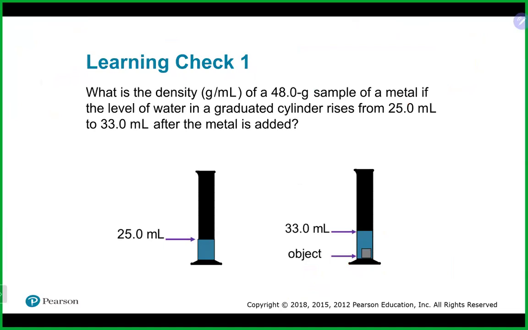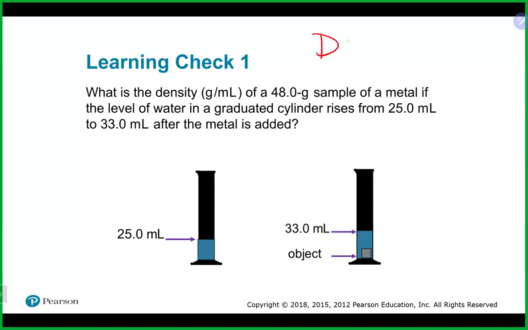All right, so what is the density here of a 48 gram sample that started with 25 milliliters of water and then went to 33 afterwards? So why don't you calculate it up? Got little pictures there to look at.